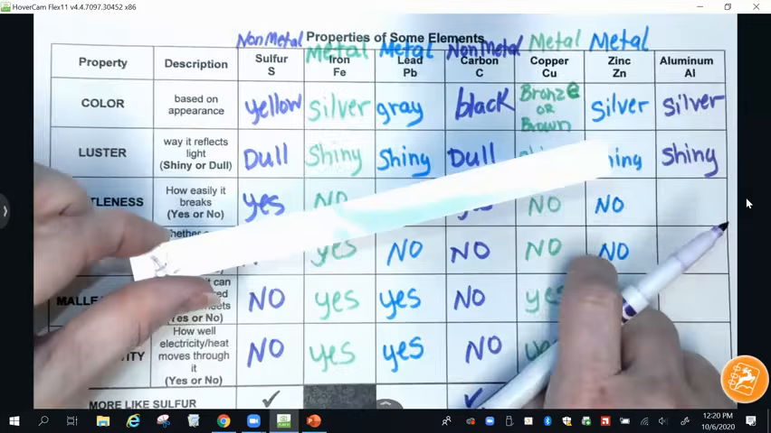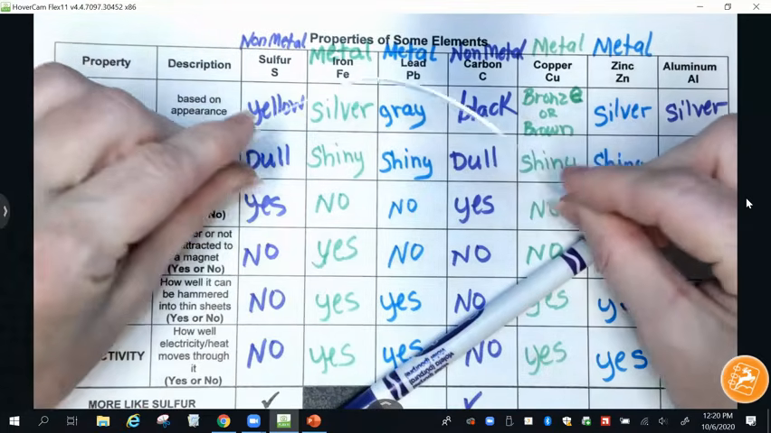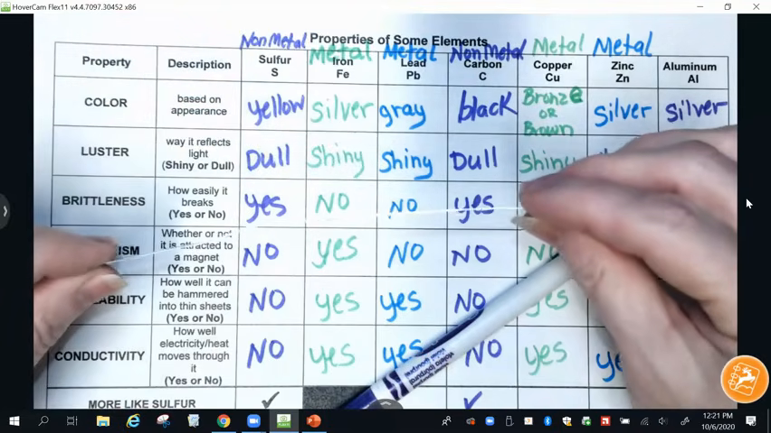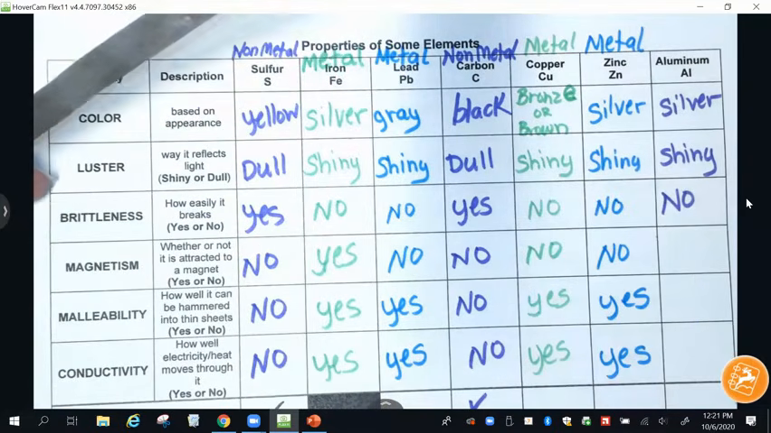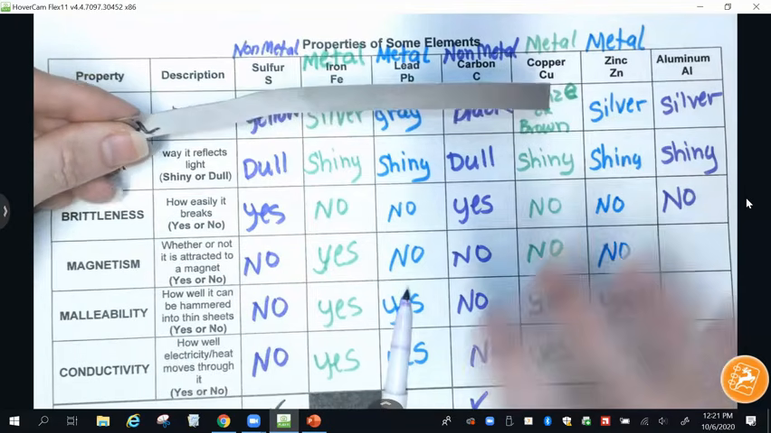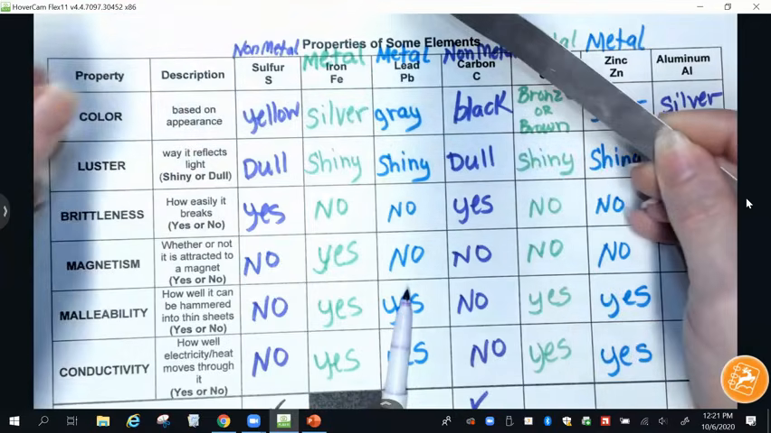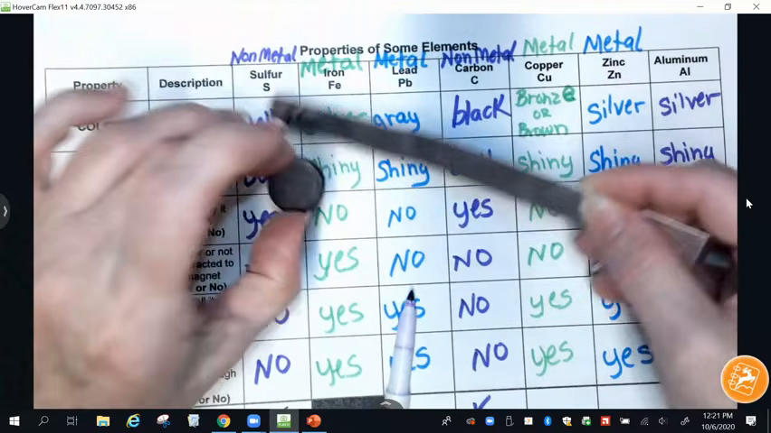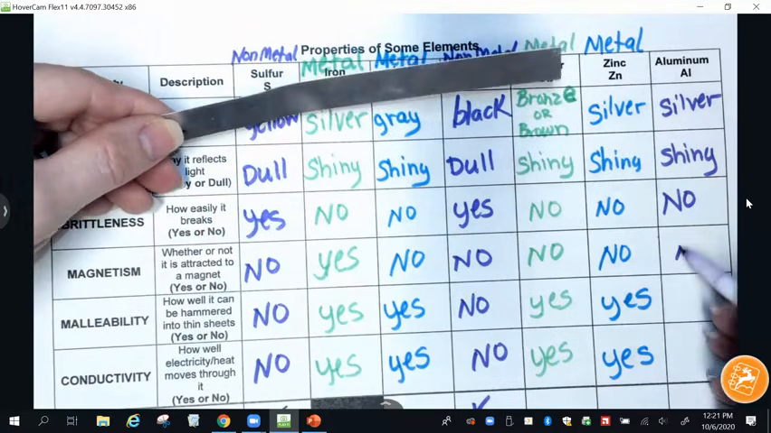Now, brittleness. Look at it. If it was brittle, would I be able to bend it like that? No, because if it was brittle, it would break and it wouldn't bend. So for brittle, we say no. And it wouldn't be that thin. Then magnetism, let's check it with the magnet. Try again. No, it doesn't. It just slides right off. So we have to say no for magnetism.